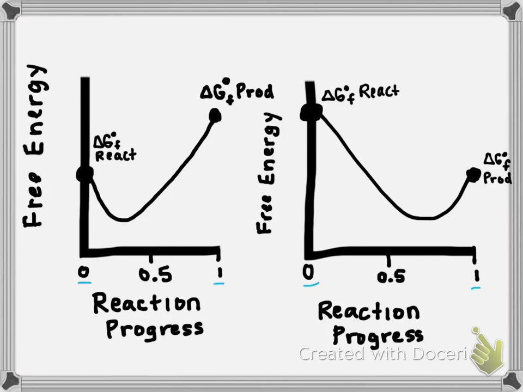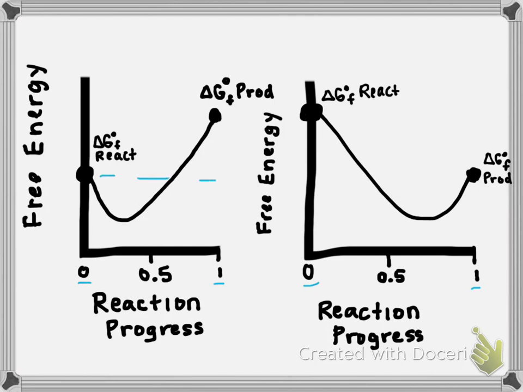Okay, so the 2 points that are marked here, we have the delta G of formation of the reactants and the delta G of formation of the products. You can remember that we get the delta G of our reaction by doing products minus reactants. And so we can look at that here.